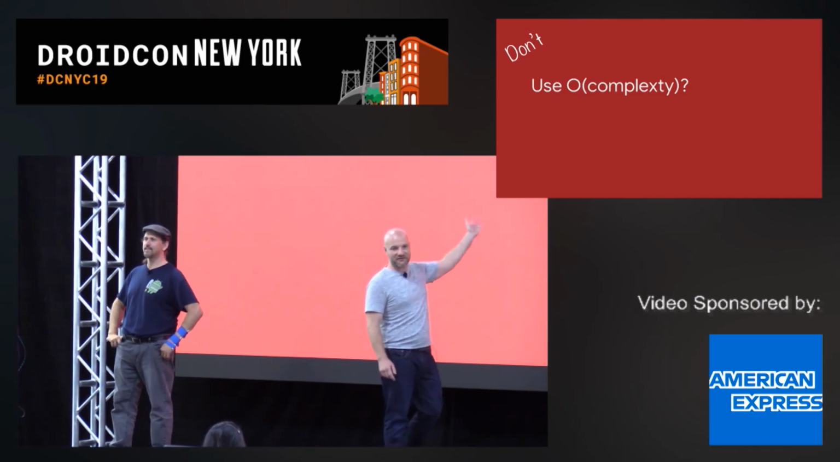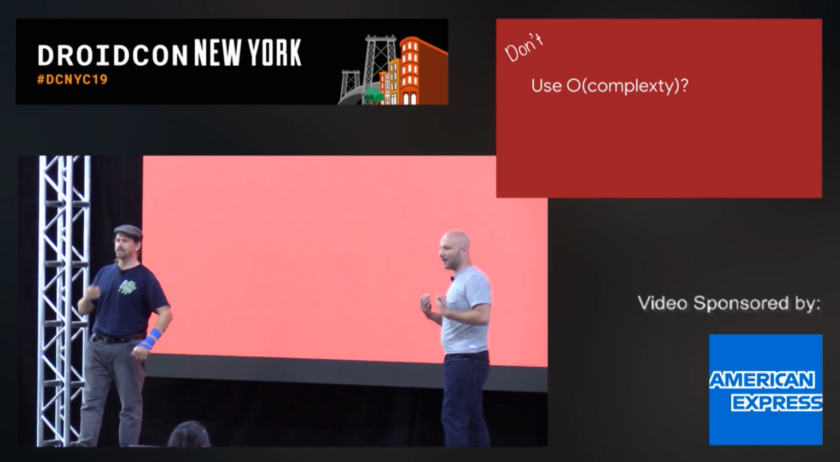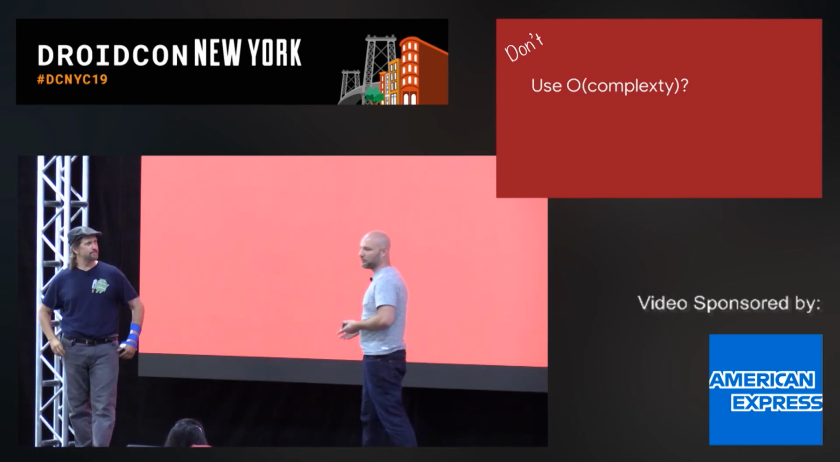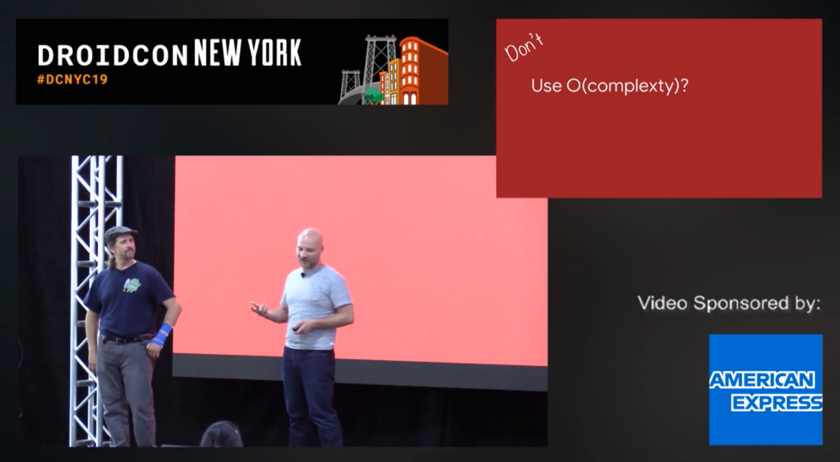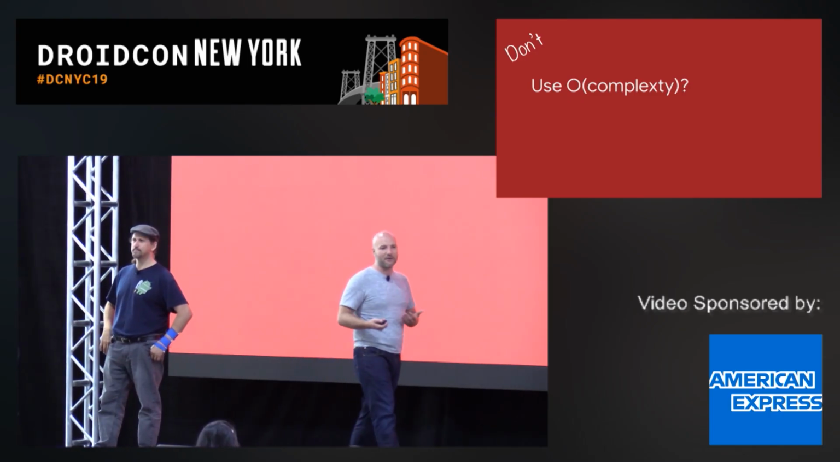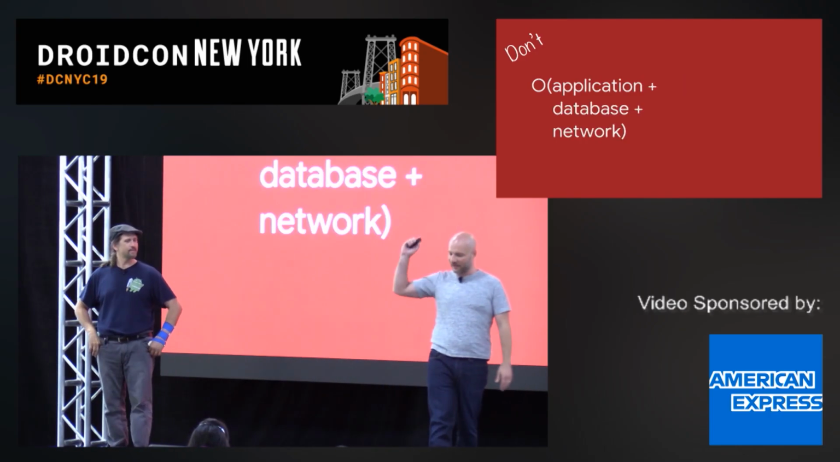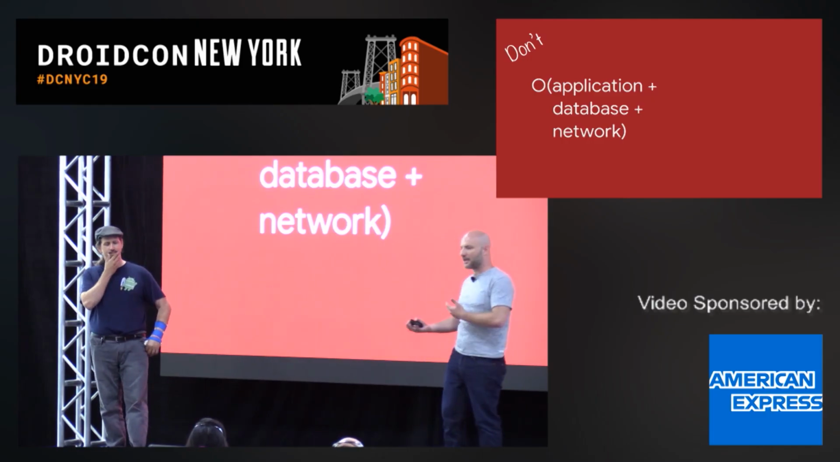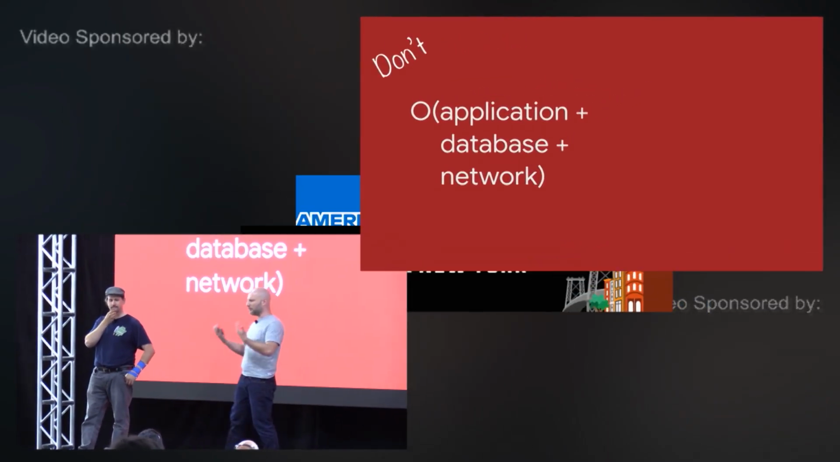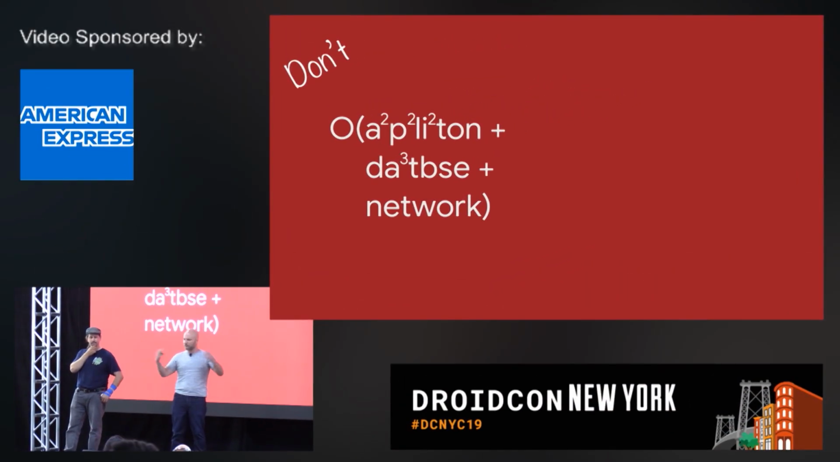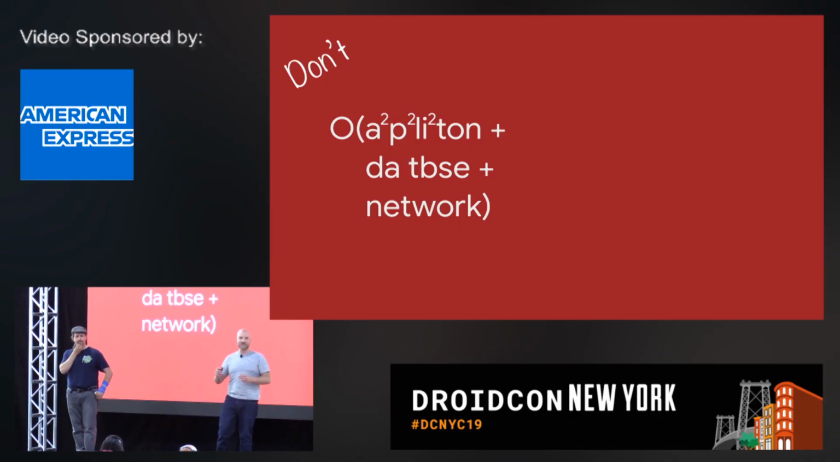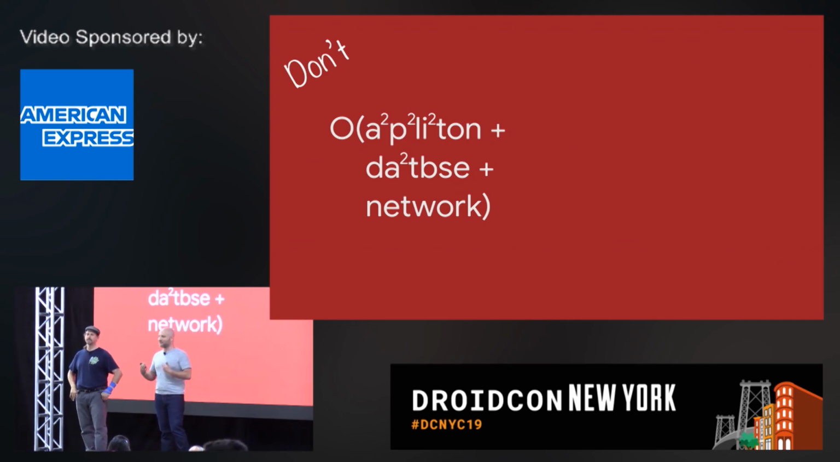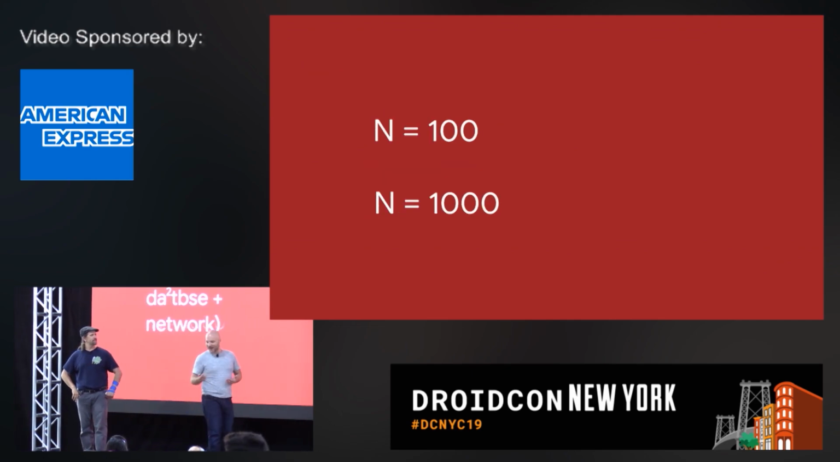Another thing we might try is to apply big O complexity that you might have learned about in school if you got a computer science degree. For a normal Android application, this looks something like big O of application plus database plus network, and then we'll do a big O analysis, put those letters together, write a really hard proof, and turn that 3 into a 2. This is not a particularly useful thing to do for an Android application.